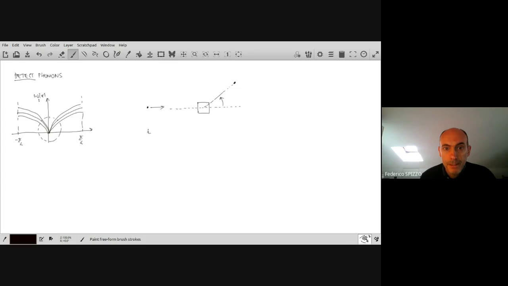So if we call E prime the energy of the probe after the interaction, we have that the energy of that is equal to the energy of the probe before the interaction, plus or minus h bar omega s of q, that is the contribution coming from phonons.